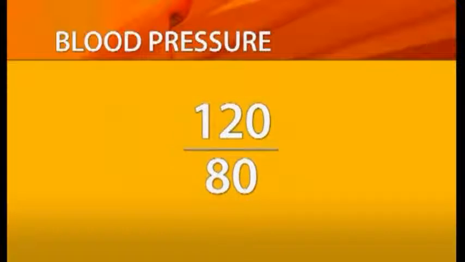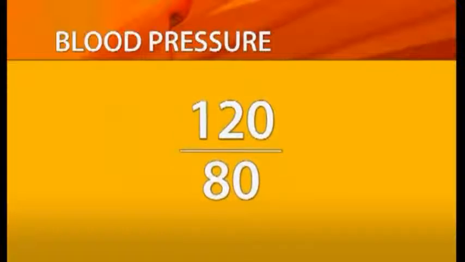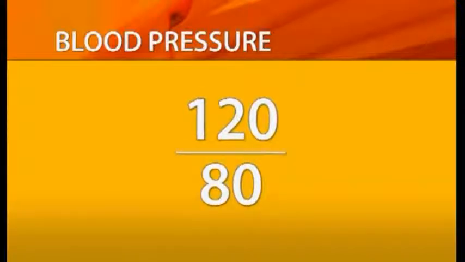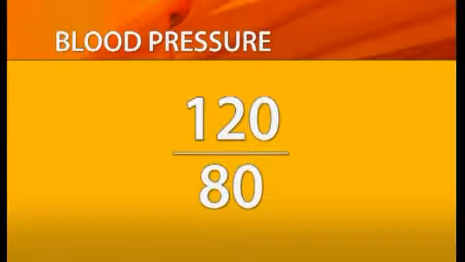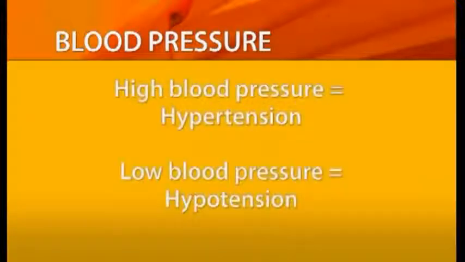New guidelines now define normal blood pressure as follows for adults: less than 120 systolic pressure and less than 80 diastolic pressure. High blood pressure or hypertension directly increases the risk of coronary heart disease, heart attack, and stroke. With high blood pressure, the arteries may have an increased resistance against the flow of blood, causing the heart to pump harder to circulate the blood.